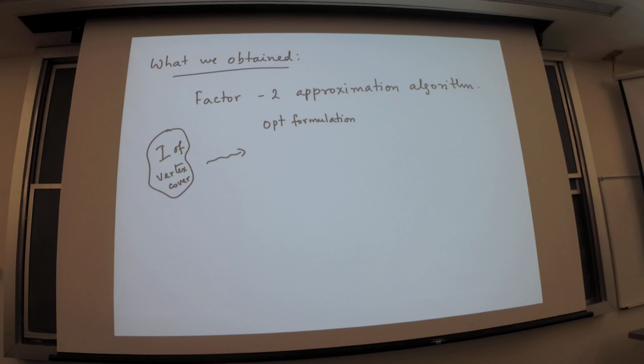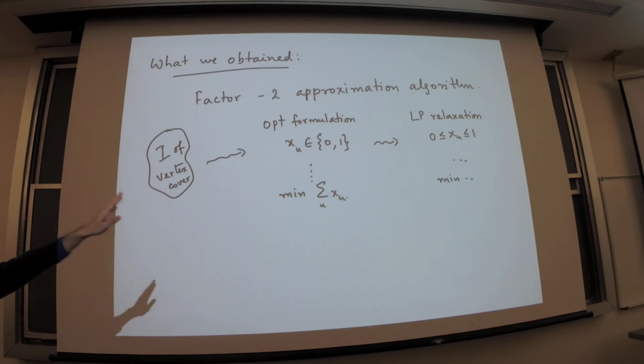And this had x_u belongs to {0, 1}, and it had a bunch of constraints. And this we converted into its LP relaxation. And the goal was to minimize the sum over u. The LP relaxation had the same things, except that this constraint changed to that.